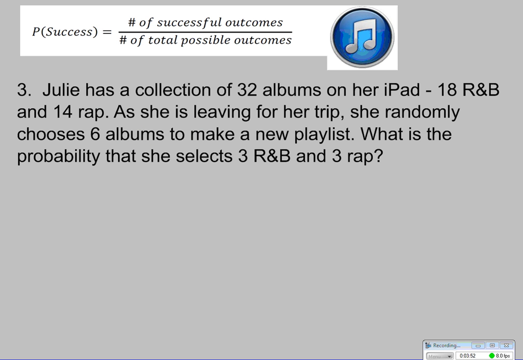So Julie has a collection of 32 albums on her iPad, 18 R&B and 14 rap. As she is leaving for a trip, she randomly chooses 6 albums to make a new playlist. What is the probability that she selects 3 R&B and 3 rap? So you're multiplying a little bit again because this "and" is in here. So I look at what's the probability that I select 3 R&B and 3 rap.